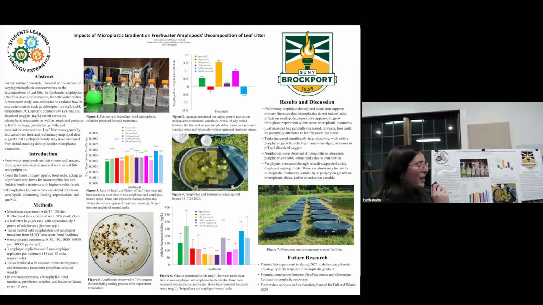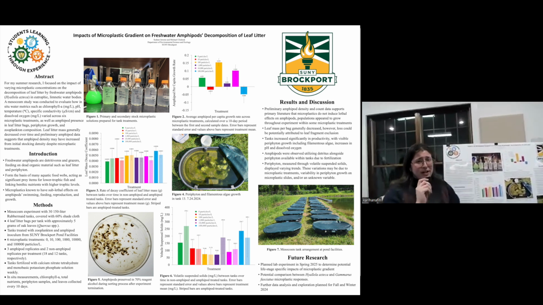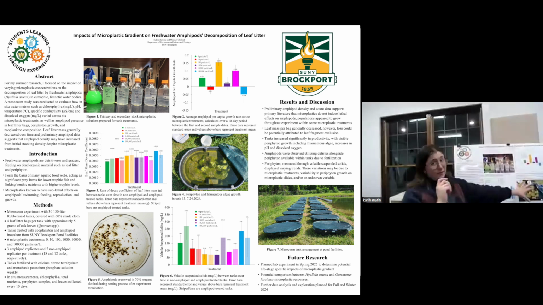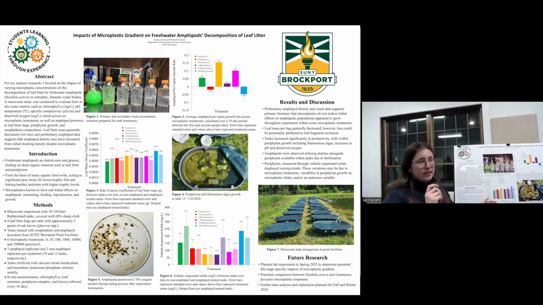I think a lot of it might have to do with the fact that we made our tanks really productive. We fertilized them every week, and this is an example. We have a lot of periphyton, and it's mostly filamentous algae. In the future, if we were to rerun an experiment like this, we would definitely add way less fertilizer, because we essentially think that the amphipods prefer the periphyton, so they're eating that. Since there's so much of it, they're not going to be consuming the leaves as much as they would be. So if we were to continue this experiment again, we would do something a little bit different.